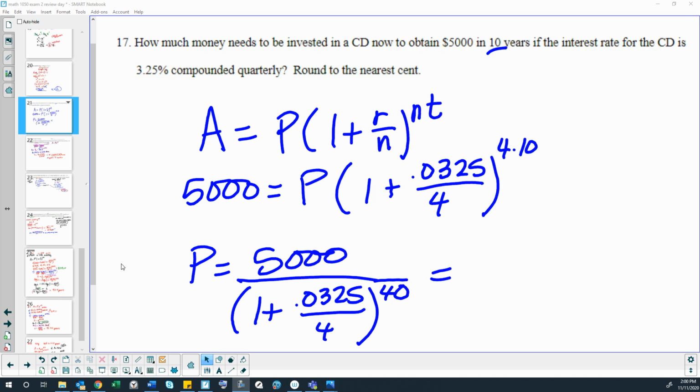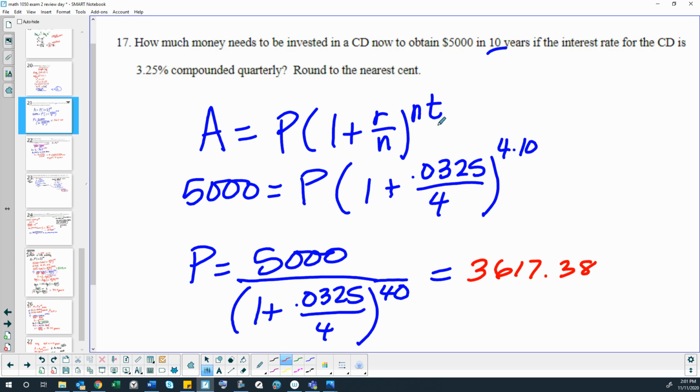So then to solve for P, we divide both sides by the exponential. So the 1 plus 0.0325 divided by 4, that whole thing to the 40th power, we divide that into the 5,000. And when I put that in my calculator, I get $3,617.38.